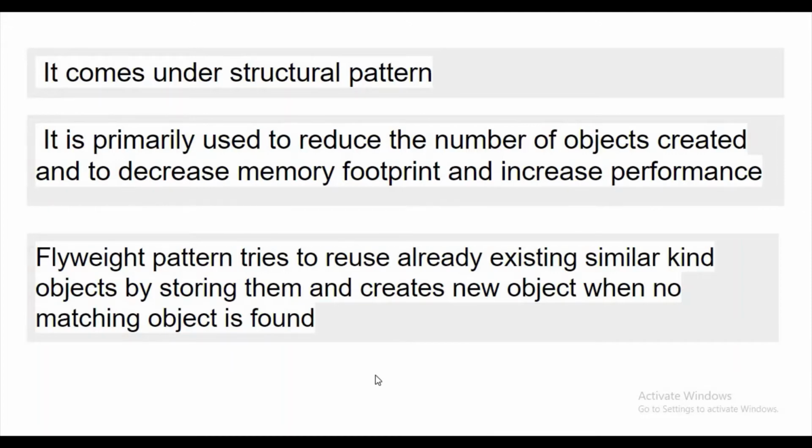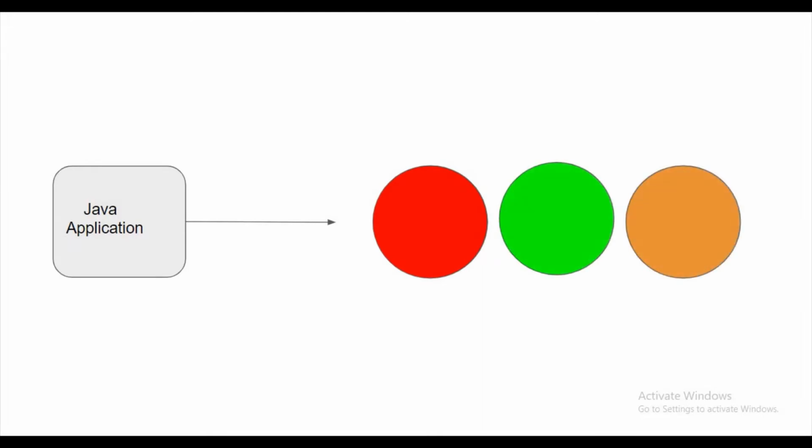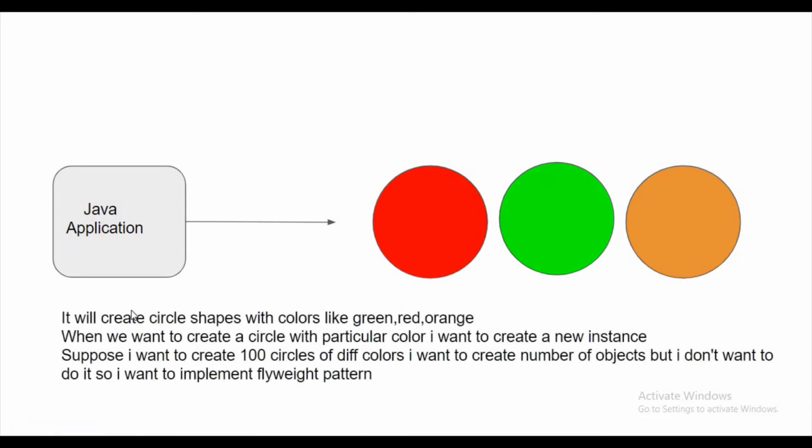Now I will explain an example of how my implementation will be done. I will give you a demo idea and then I will start the implementation. Let's assume I have created a Java application that will generate three circles: one with red color, one with green, and one with orange. Let's assume I want to create a number of circles with these three different colors.